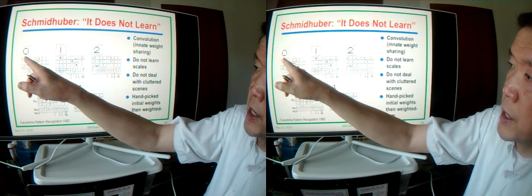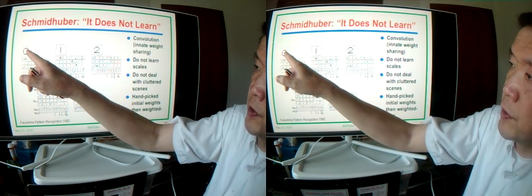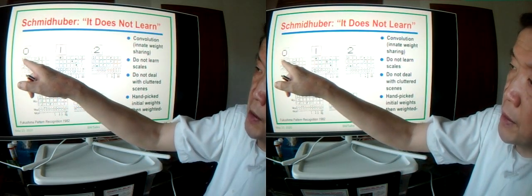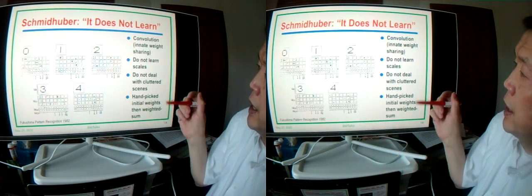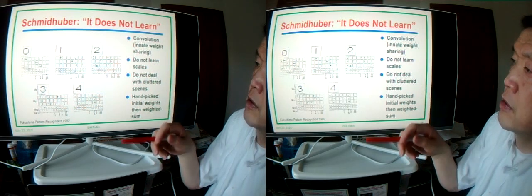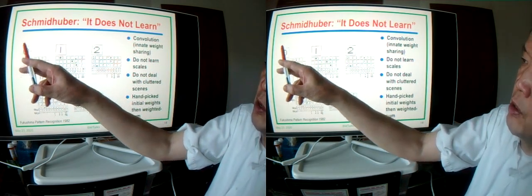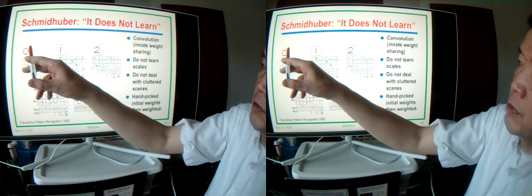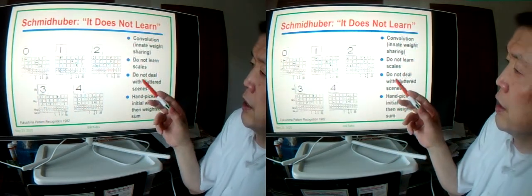Basically, each convolution means they apply the same pattern to different locations. If you have a good match, you have black. If you have a bad match, you have white. And it does not learn scales, because the size cannot be too small and cannot be too big. It must be roughly the size of that square. So it does not learn scales.